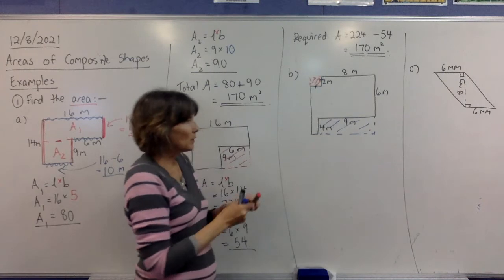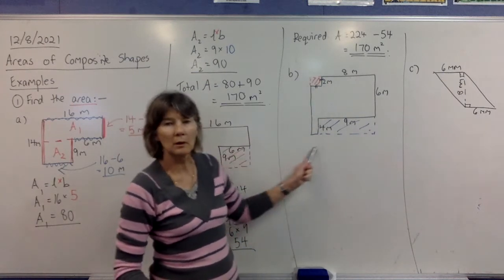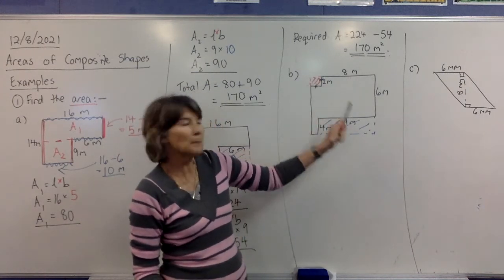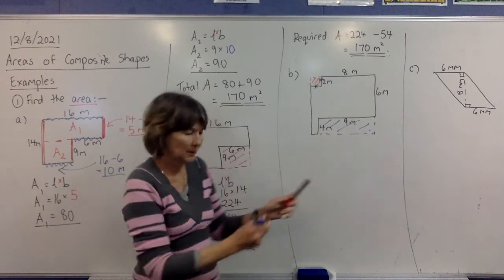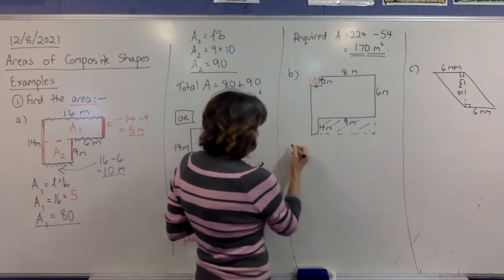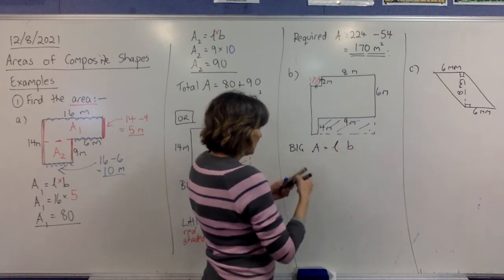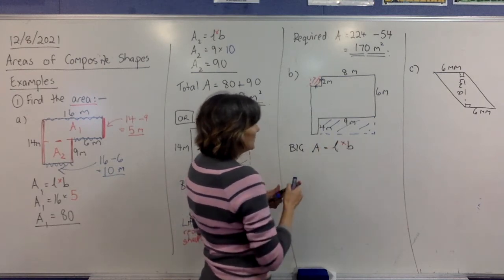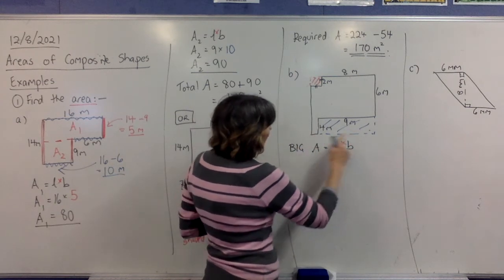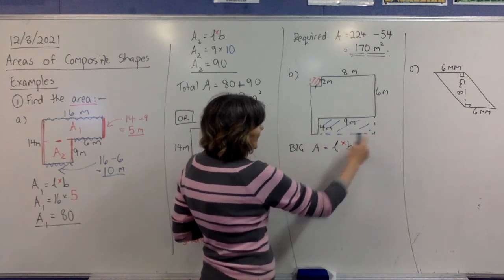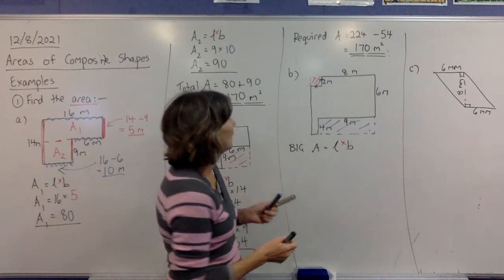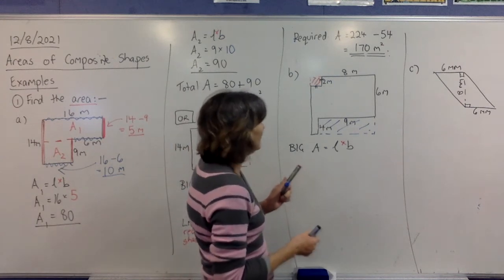So I'm going to start with the big rectangle. I'm going to take away the little piece at the top and take away the blue piece at the bottom. So let's see how it works. The big rectangle, the big area, is length times breadth. So the big rectangle, this one here, well, we're going to have to do a little bit of work on this, but probably less than the other one.